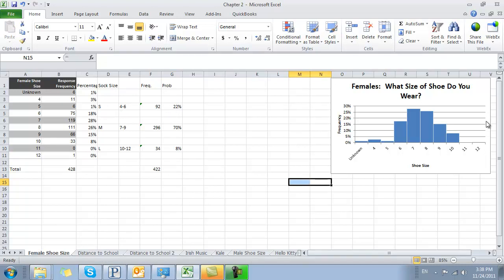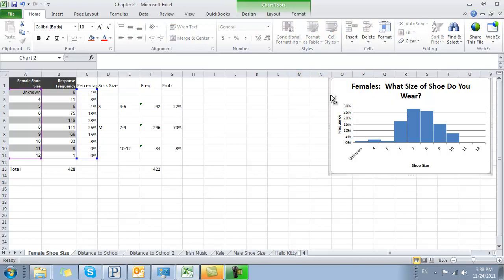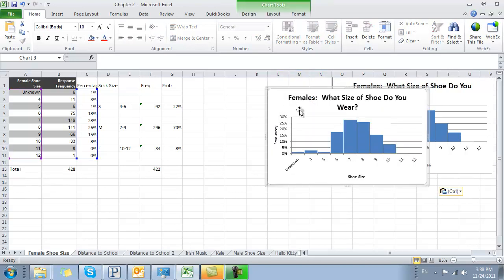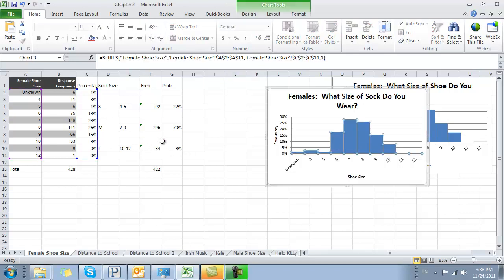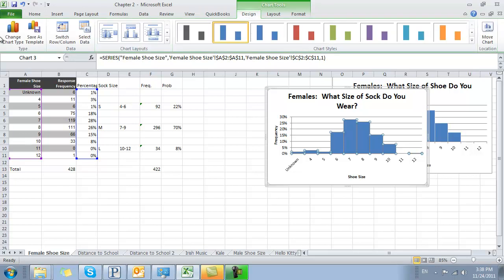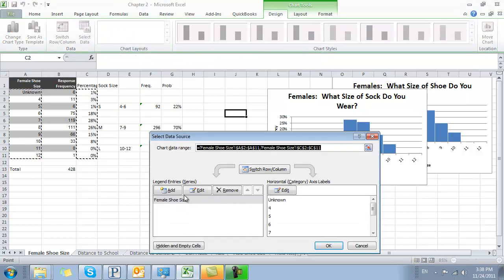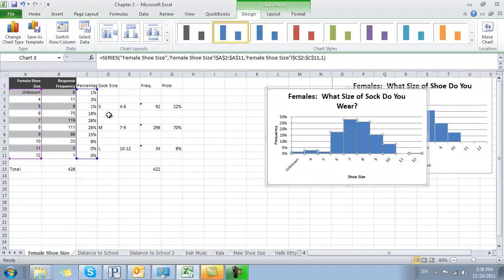Here's my original plot of what size shoe do you wear. Copy and place this entire plot. And I'm going to change the name to what size sock do you wear, because that's what I'm plotting now. And let's go ahead and change what's being plotted. Again, I can go up here to Design, select Data, and change all of this. Or I can be a little bit lazy and just try moving things around.